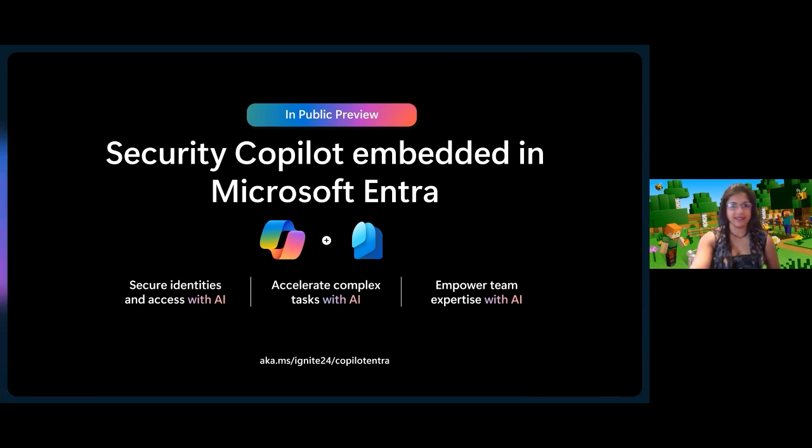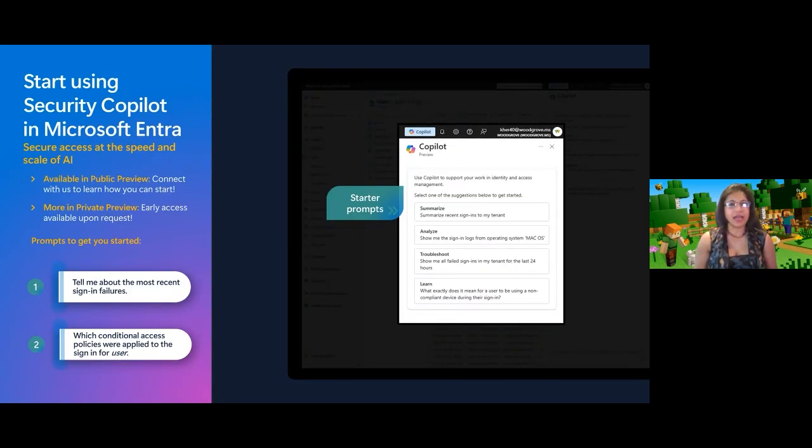Now, let's dive in. Let's start with our Entra embedded portal. In case you're wondering about what do I ask Copilot, how do I get started, we've built starter prompts to help you start your conversation with Security Copilot. You can click on any of these starter prompts, such as tell me about the most recent sign-in failures, or which conditional access policies were applied to a sign-in for the user Adam. In addition, you can ask Copilot to summarize for you, analyze, troubleshoot, and help you know exactly what something means. Let's dive into a quick demo.